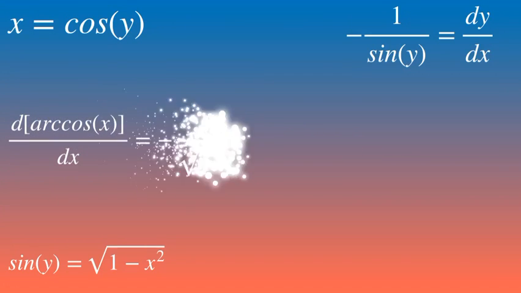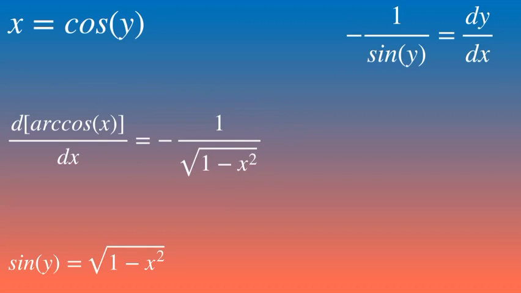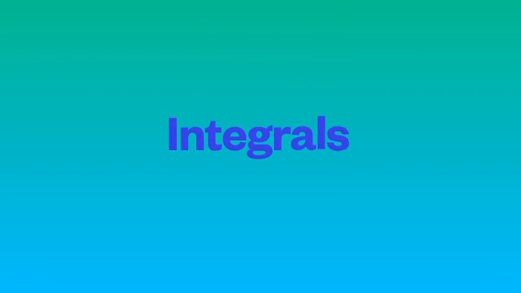And we get the derivative of arc cosine of x with respect to x equals negative 1 over the principal root of 1 minus x squared. And now that we've learned about derivatives, and implicit derivatives, obviously, we can get started on integrals. Boom.